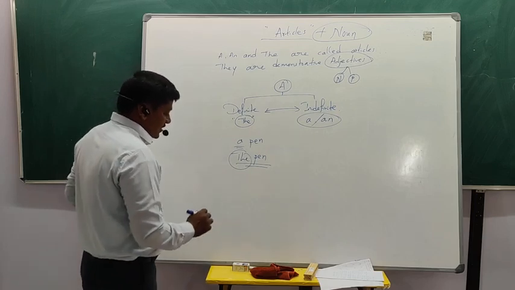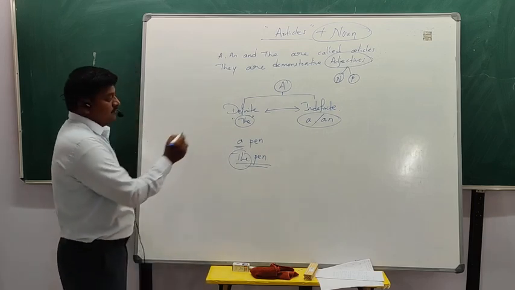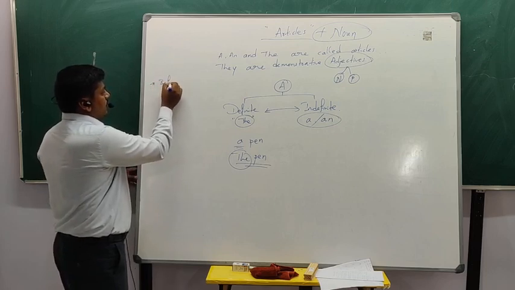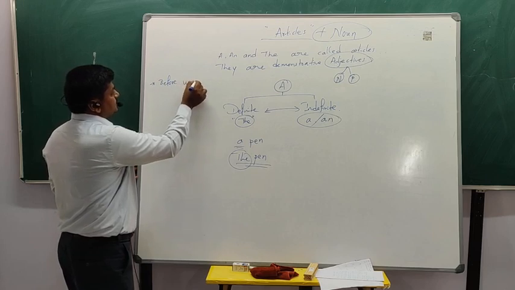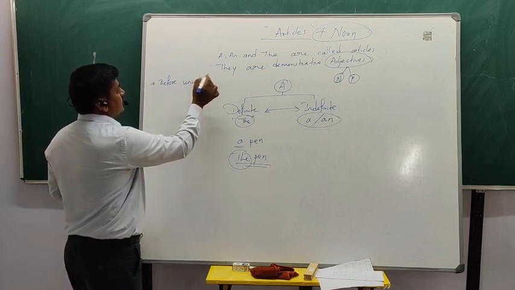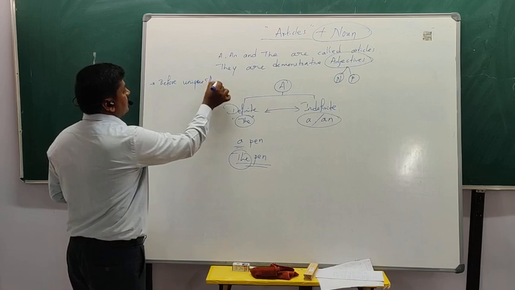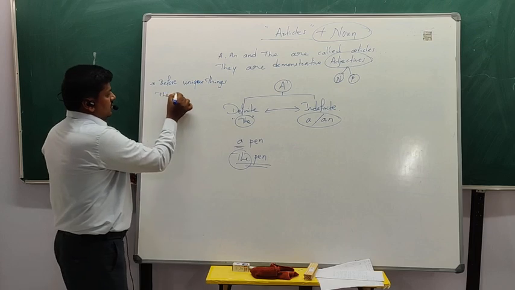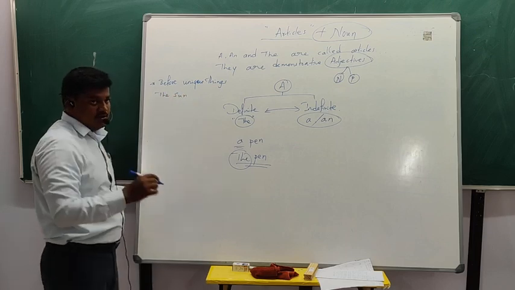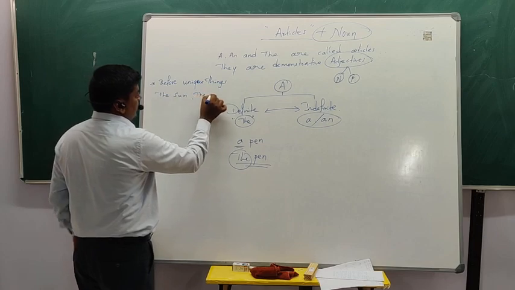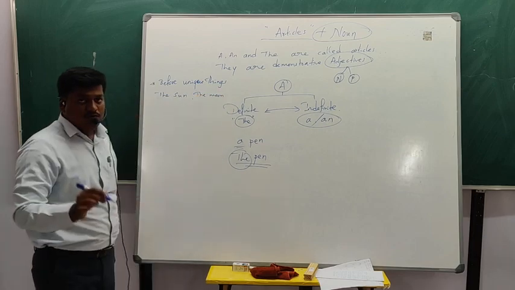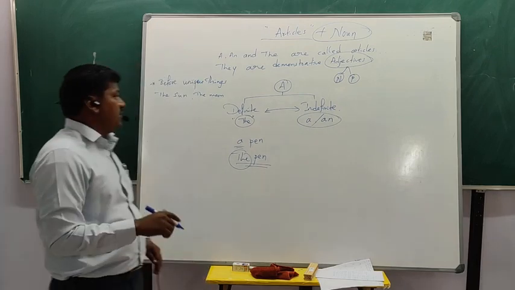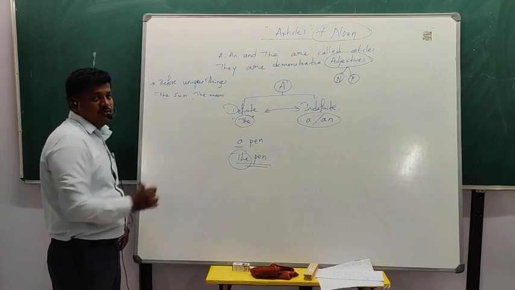So see here, let's see some rules regarding the. The is used before unique things. Unique things means the sun, which is only one, universal. The moon, the sun, the moon, the earth, the universe, the sky. There are many. You should compulsorily use the before unique things.